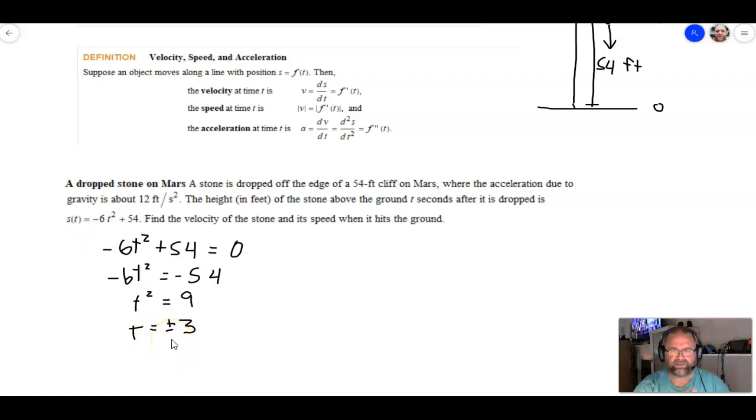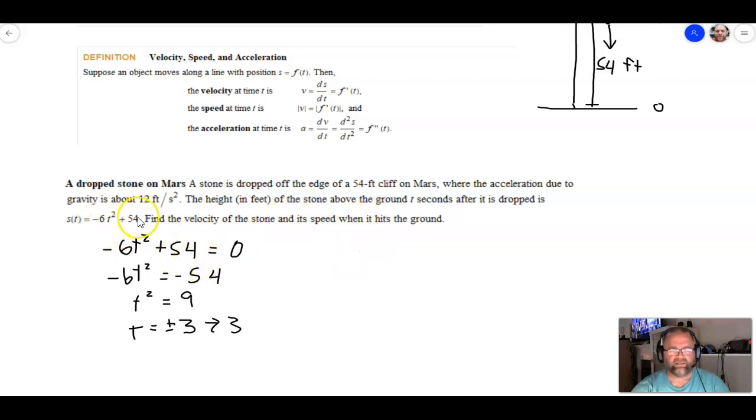Because we're not really interested in going back in time. We're interested in going from 0 forward in time. So really, we're just going to get a positive 3 here. So that tells us that it's going to take 3 seconds to get from 54 feet down to 0 feet. And using that, now we can find the velocity and the speed.